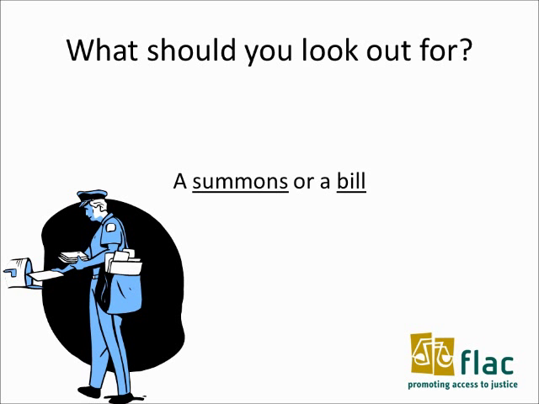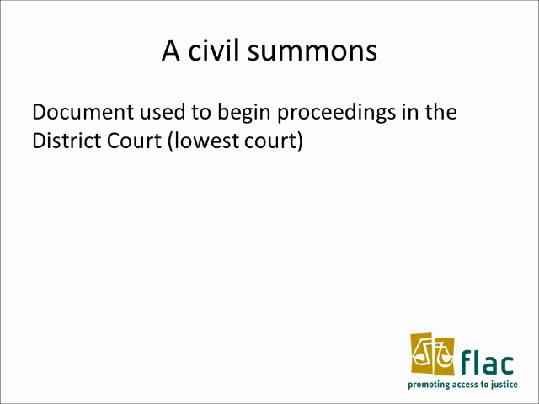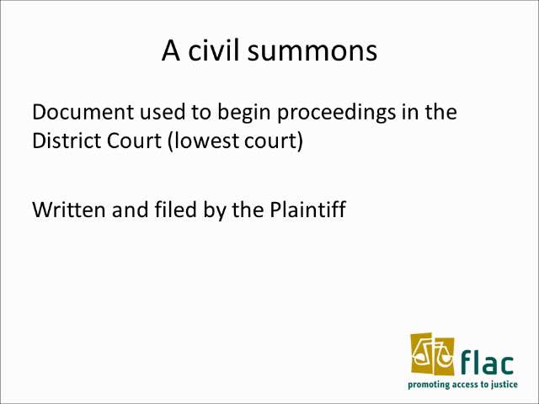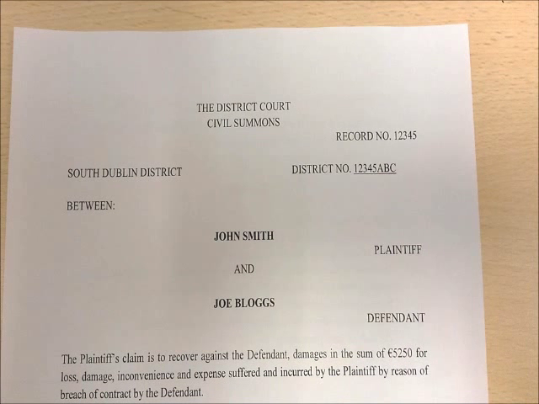Now let's take a look at some of the documents you might receive in a civil action. The first type of document you might receive is a civil summons. A civil summons is used to start legal proceedings in the district court. It is written up by the plaintiff or their solicitor and sent to the defendant, either by registered post or directly by hand. This is called service. A civil summons will look something like this.